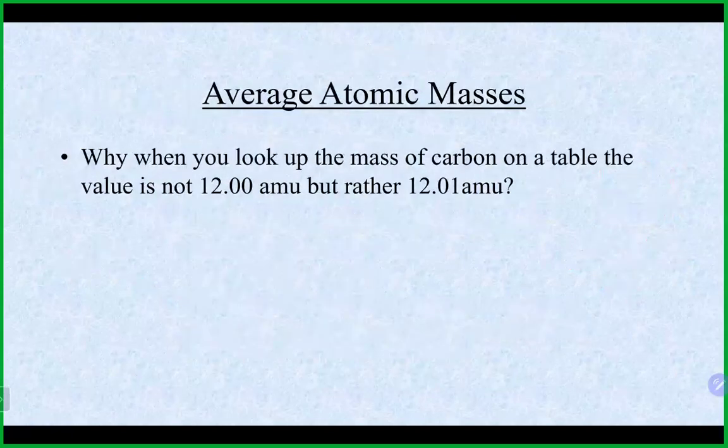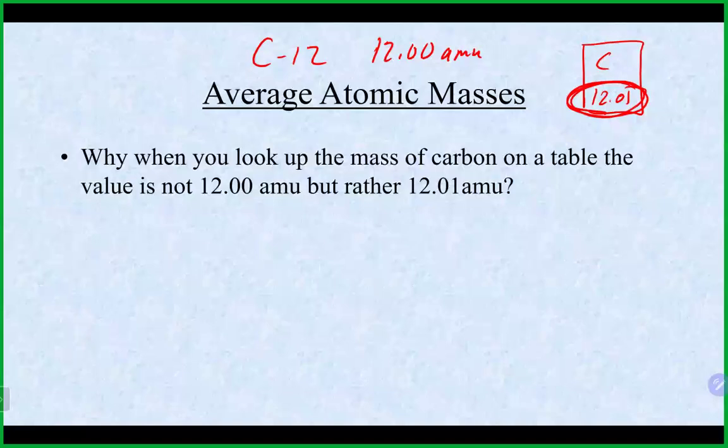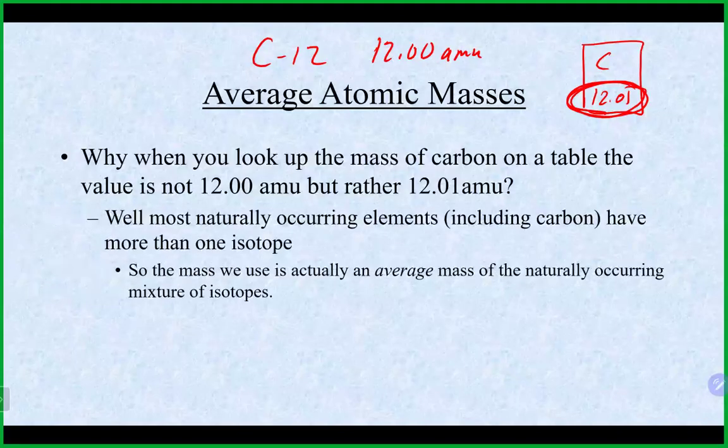Now, when we look at carbon on the periodic table, it doesn't actually say 12, but it does say 12.01. And you may be thinking, well, if they use the carbon 12 as the standard and it has a mass of 12 AMU, how come it doesn't say 12 there underneath carbon? The reason for that is what we actually see on the periodic table are the average atomic masses of all the naturally occurring isotopes for that particular element. Remember that isotopes are the same element, but they have different masses because they have different numbers of neutrons.